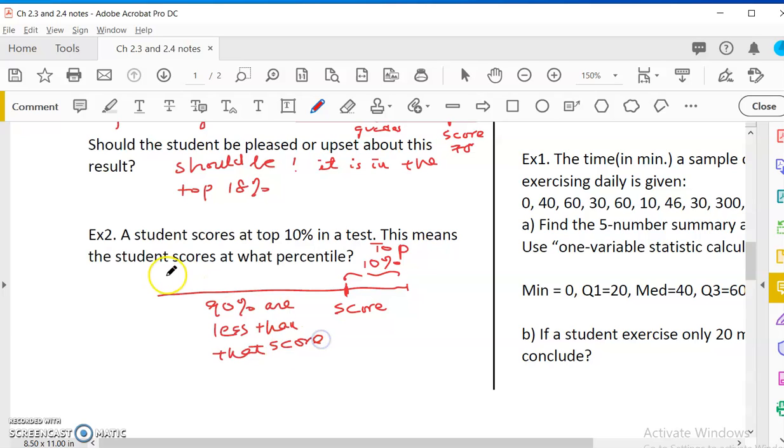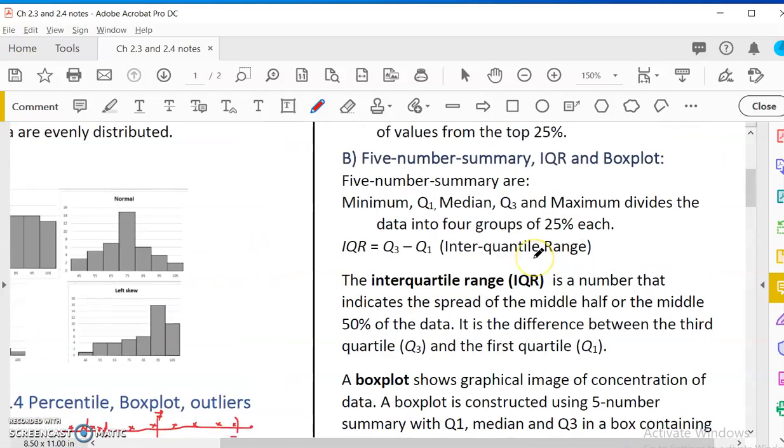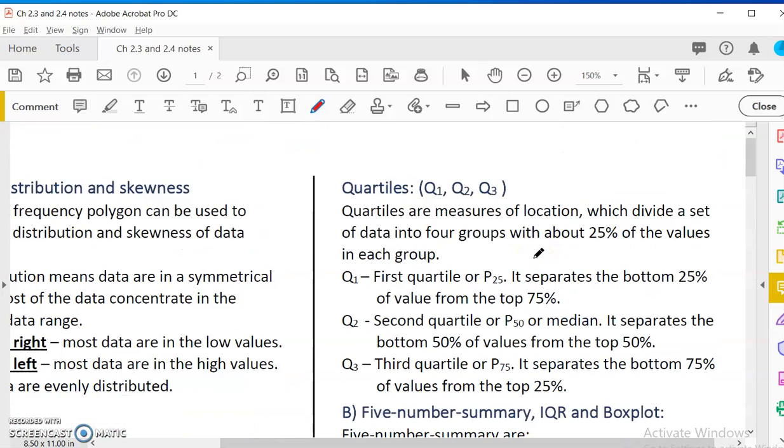Right? So that means what percentile would it mean? So the score is 90th percentile. For percentile, there's no decimal, it's all whole numbers. You're either in the first, second, third, like that. Okay, whole number. So it is the opposite of top.